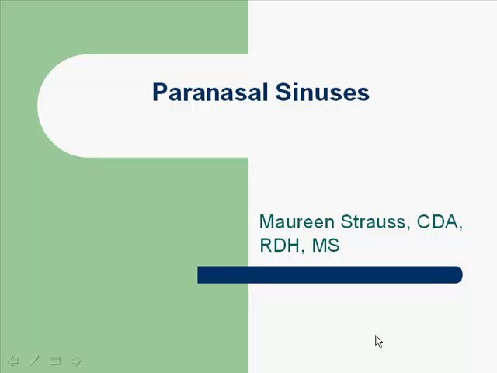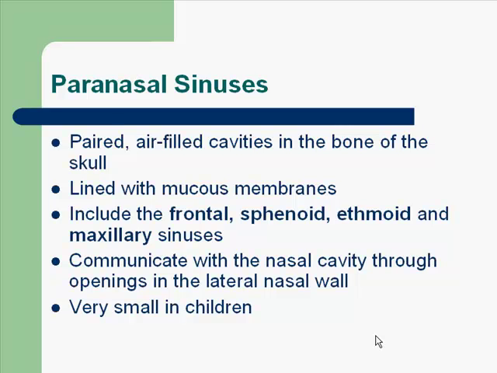Today we will be talking about the paranasal sinuses. The sinuses are paired, air-filled cavities in the bone of the skull. They are lined with mucous membranes. The sinuses are named for the bones in which they sit: frontal, sphenoid, ethmoid, and maxillary sinuses. These communicate with the nasal cavity through openings in the lateral nasal wall. These are also very small in children.